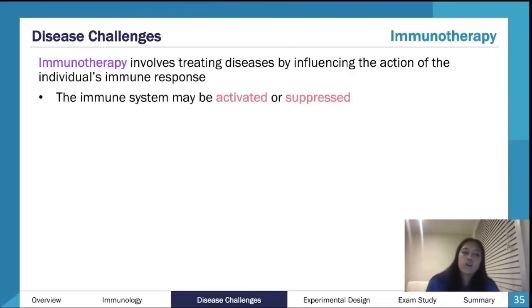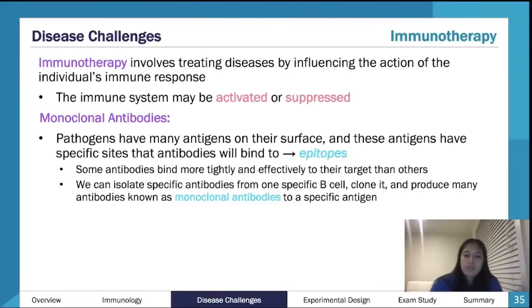Okay, so moving on to immunotherapy. So this is when we basically influence or manipulate the immune system in order to cure certain diseases. So monoclonal antibodies are a specific example you need to know. You need to know them in the context of cancer and autoimmune diseases.